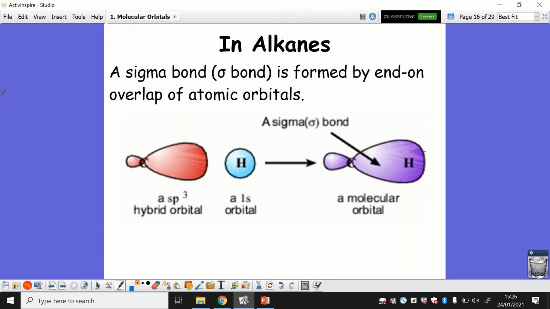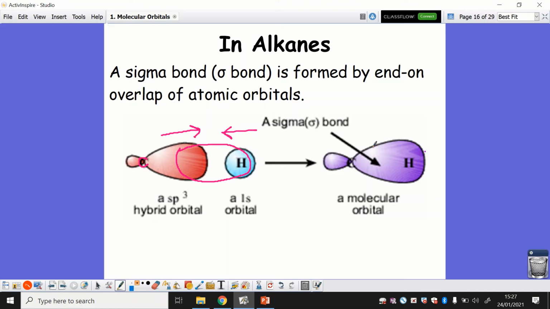Right, so how are these sigma bonds formed in alkanes? We have our carbon atom with our sp3 hybridized orbital here. I'll just redraw in that carbon, might be a bit clearer. And our hydrogen, which is simply a 1s orbital. They overlap end on like this. The overlap region is in there, but just draw a circle. This is where they overlap.